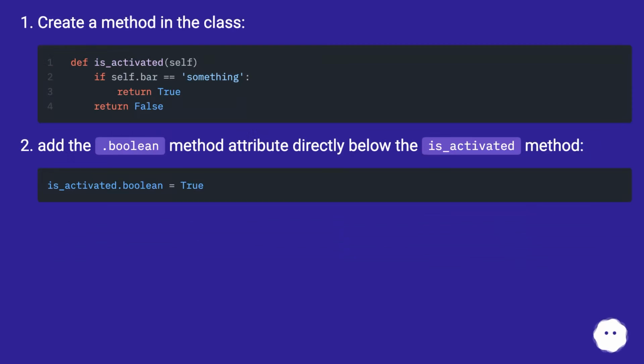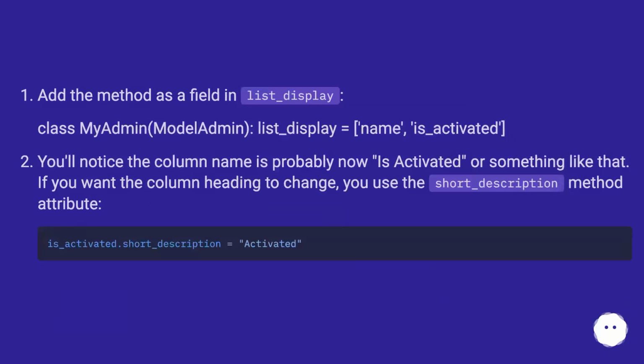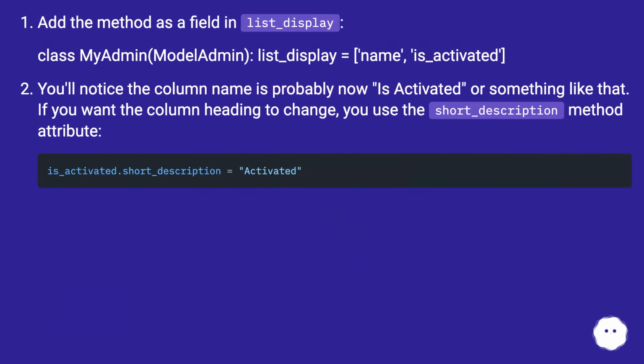Create a method in the class. Add the .boolean method attribute directly below the is_activated method. Add the method as a field in list_display. Class MyAdmin, ModelAdmin. list_display equals name, is_activated.